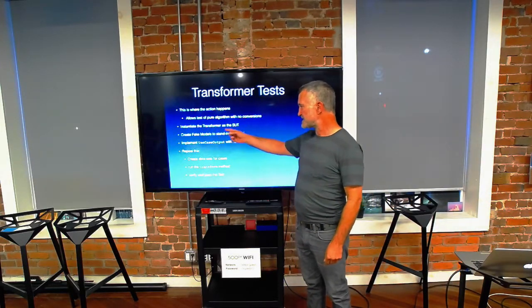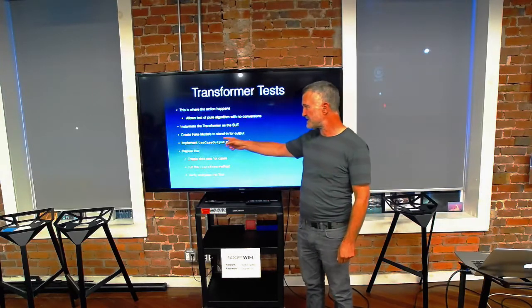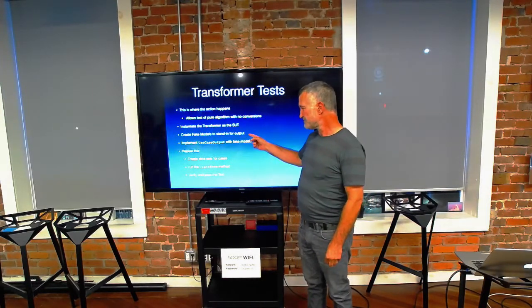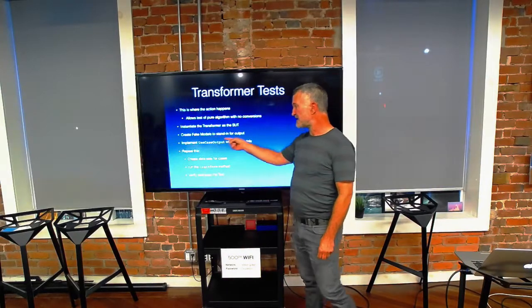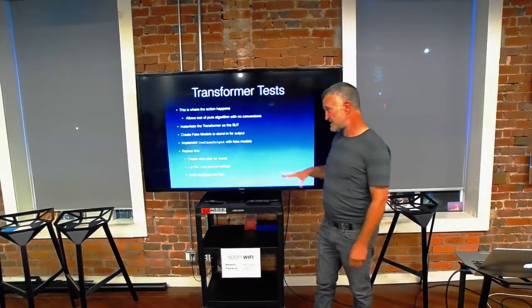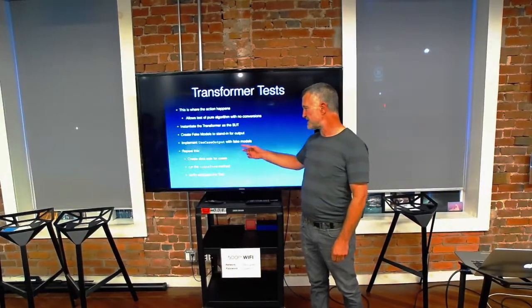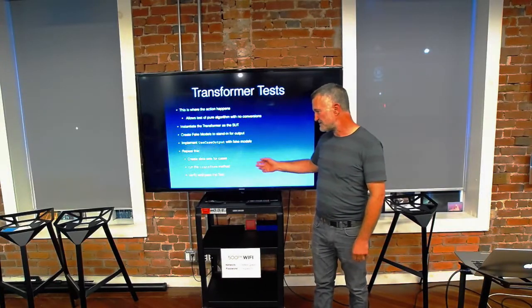So where are we at? We instantiate a transformer as the SCT. Okay, so we create fake models to stand in for output. You're going to see this in a minute. We're implementing the use case output with fake models.